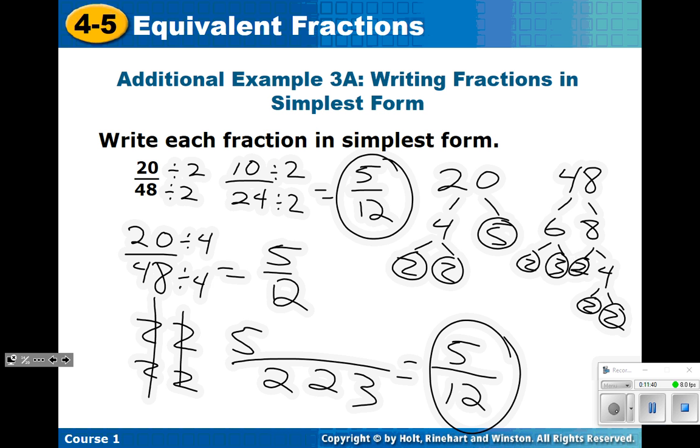Because otherwise you're trying to deal with 20 divided by 4, and when we get into some bigger numbers, that makes it more difficult. I mean, right now, yes, 20 divided by 4, that's pretty simple for you. 48 divided by 4, pretty simple for you guys. But let's say we had 136 over 312.